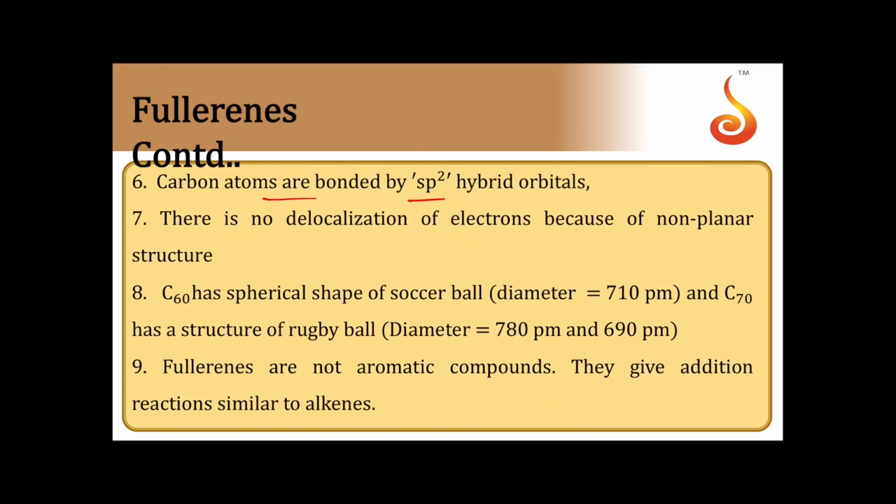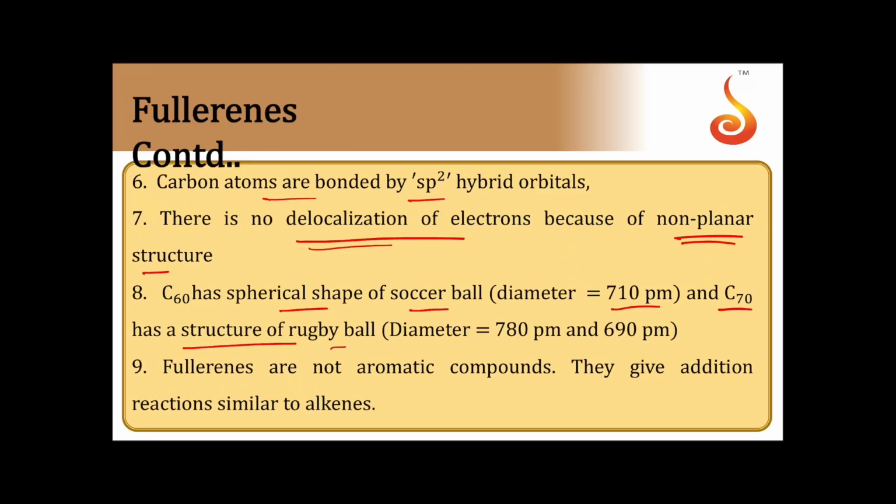The carbon atoms are sp2 hybridized in this one, but there is no delocalization of electrons because of the non-planar structures. When they have structures like a soccer ball, it is a circular structure, and thereby it's a non-planar structure. Thereby there is no delocalization of electrons.